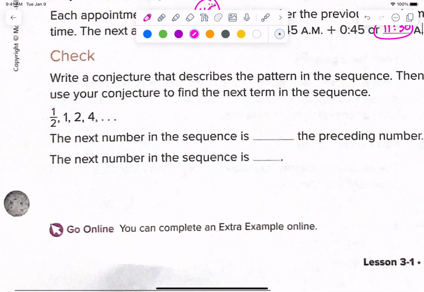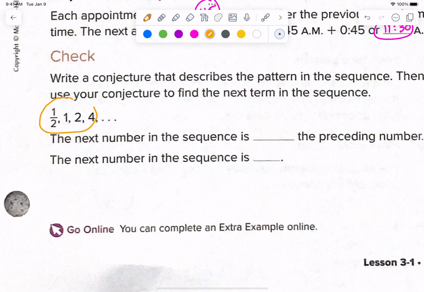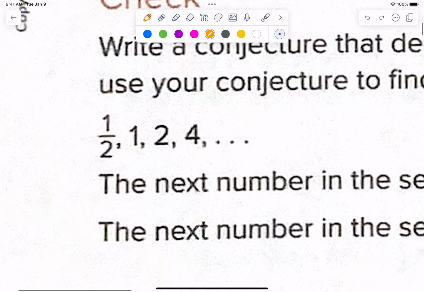Let's do the check one right here, because this one's a little bit harder. They have 1/2, 1, 2, and 4. It took them forever to get this one this morning. Yeah, you're doubling. You're taking it times 2. 1/2 times 2 is 1. 1 times 2 is 2. 2 times 2 is 4, right? Because they were looking at adding. So they're like, you're adding 1/2, then you're adding 1, then you're adding 2, and they were confused.